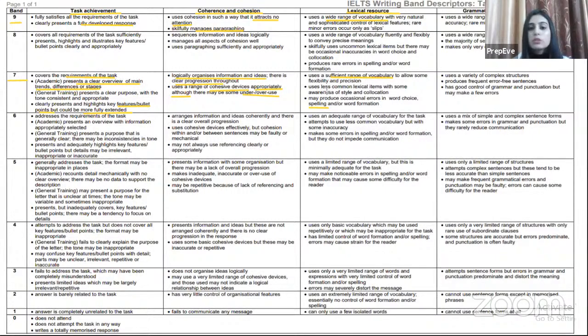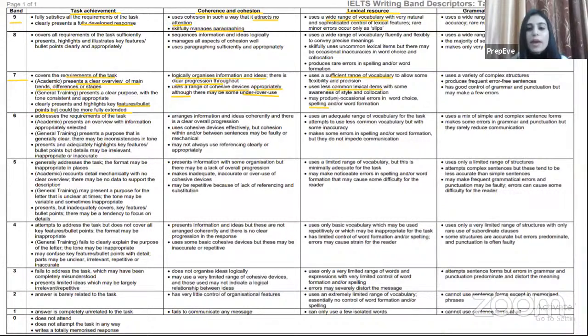And then comes uses less common lexical items. Less common lexical items basically means you don't use common day-to-day words a lot. Some of them it's fine, but if you repeat the same words that you use in your daily life, it would again get repetitive and it would not showcase wide range of vocabulary.